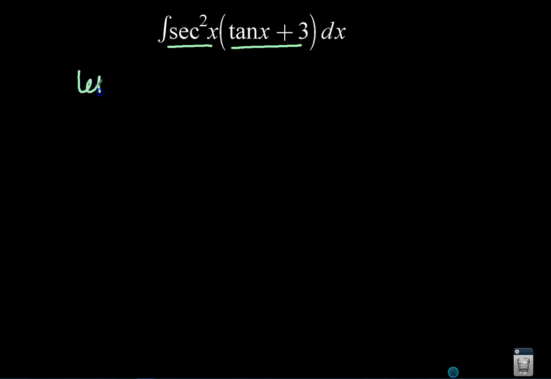If I were to let u equals tangent of x plus 3, I take the derivative of that, I get secant squared x dx. That looks a little bit more simple because now I've got tangent of x plus 3 replaced by u, and then this and this is replaced by du. So it becomes a really simple antiderivative situation. So I'm going to rewrite.